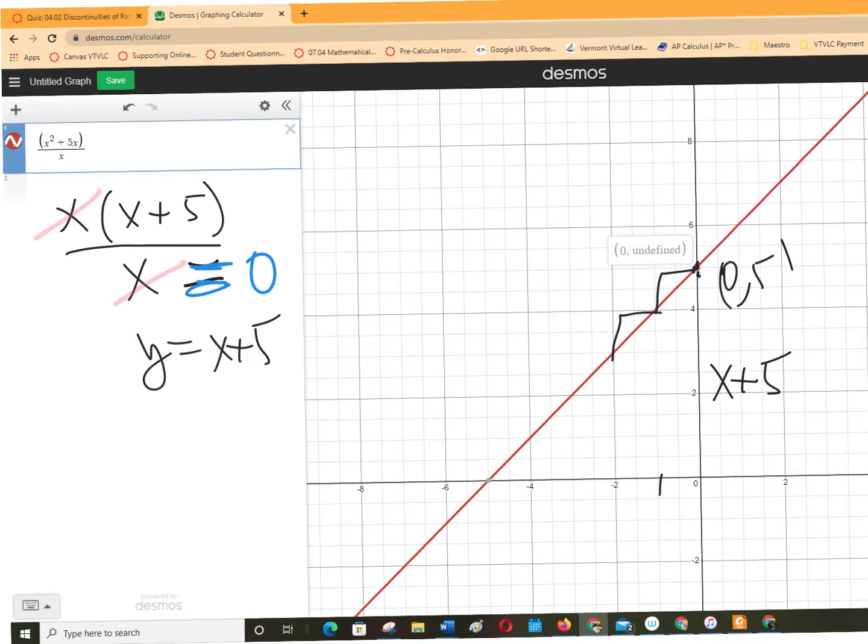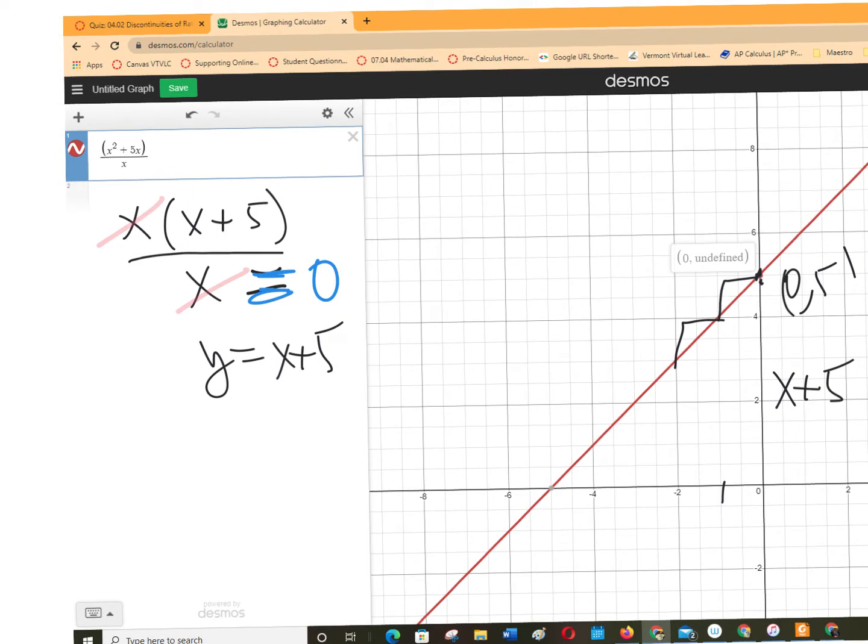So the other thing we want to pay attention to is the same factors in the numerator and the denominator, because that doesn't always happen. It still gets a discontinuity in there, but something else happens with the graph. And we won't go there yet. So the discontinuity happens at 0.